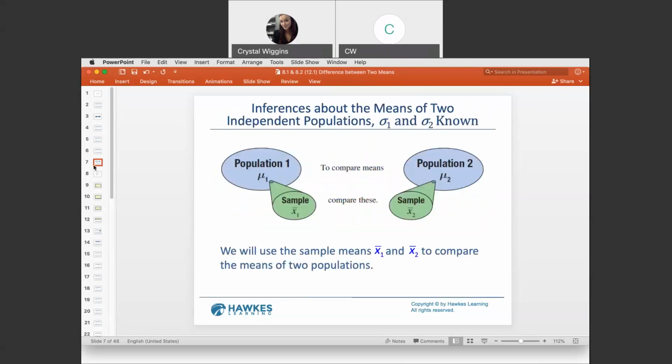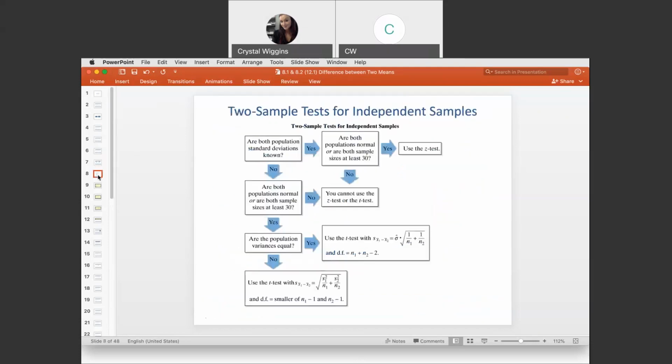Another diagram for us to see: in order to compare two means from two different populations, the easiest way is to take a sample from each of the populations and calculate a sample mean, and then work with a hypothesis test that is designed to compare these two means to determine whether the difference is significant or whether they are approximately the same. So here's a little flow chart that would be very helpful when you're trying to decide to use a Z or a T.